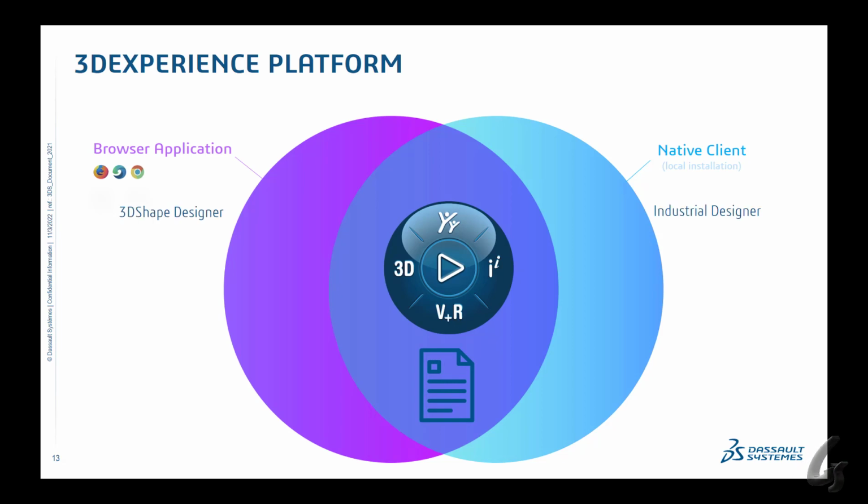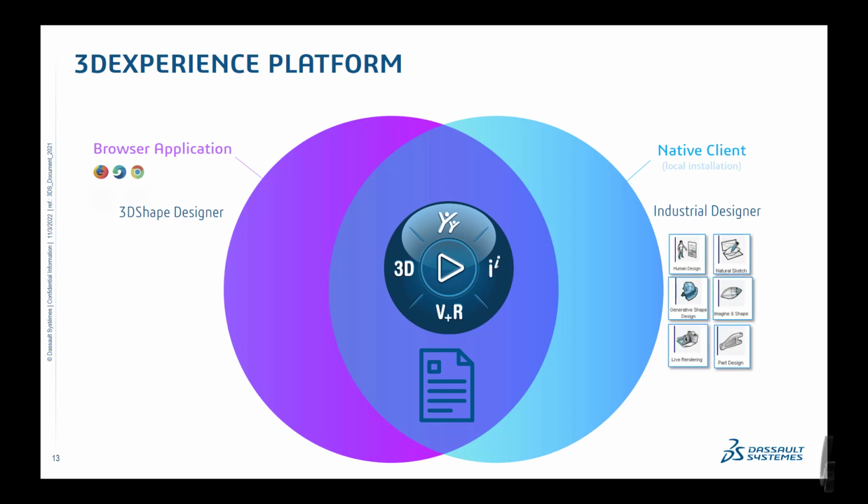So for example, we have 2 roles chosen. The Industrial Designer, which has Human Design, Generative Shape, Live Rendering, Natural Sketch, Imagine and Shape, and Part Design. These are all available in the native client in the locally installed part of the platform, as well as VR Reviews, which comes in a separate role.